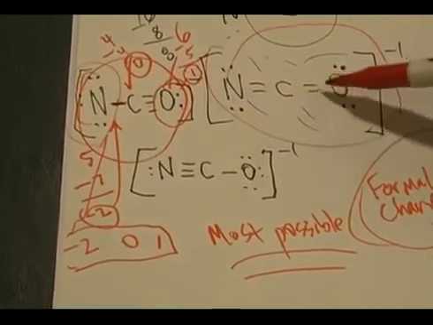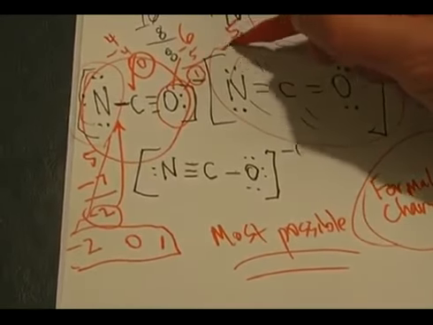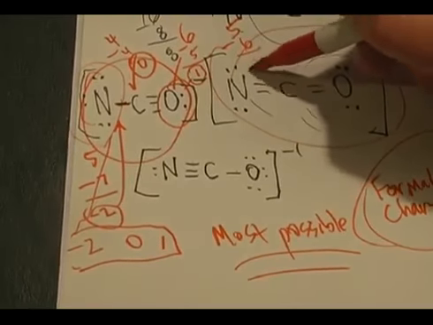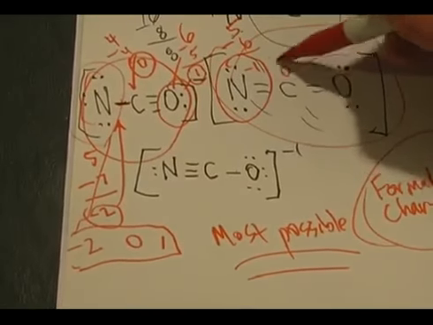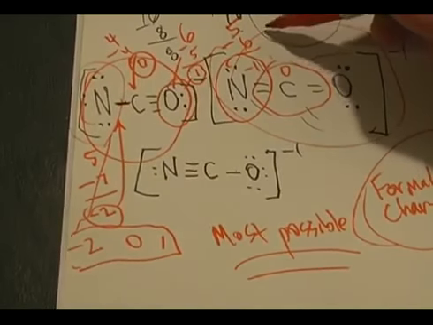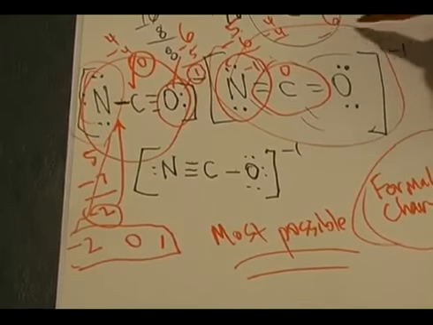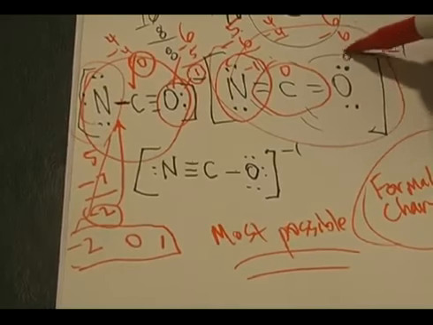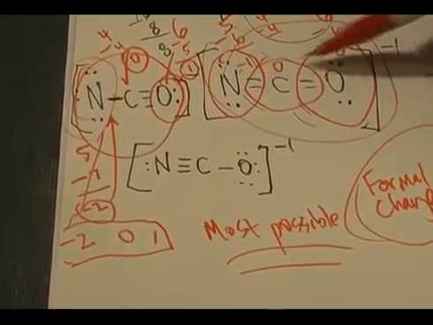Let's take, for example, the first one that I drew right here. Nitrogen, 5 on the periodic table, minus 1, 2, 3, 4, 5, 6. 5 minus 6 is negative 1 for this nitrogen. Carbon, 4 minus 4, 0, because there are 4 assigned here and 4 on the periodic table. This oxygen, 6 assigned on the periodic table, 1, 2, 3, 4, 5, 6. 6 minus 6 is 0, so this oxygen would have 0. So for this structure, I have negative 1, 0, and 0.